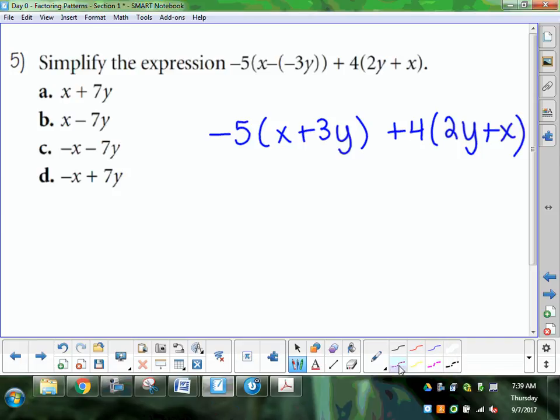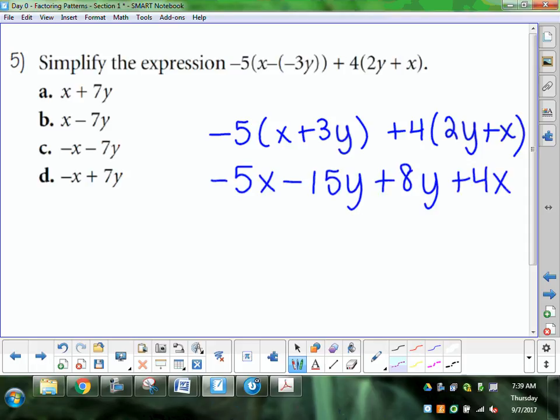Through and do is going to be once we get that first step done. Go ahead. So what's it going to look like when we distribute that out, please? Negative 5x minus 15y plus 8y. Okay? And from there, hands up please, and tell me the last thing that needs to get done.